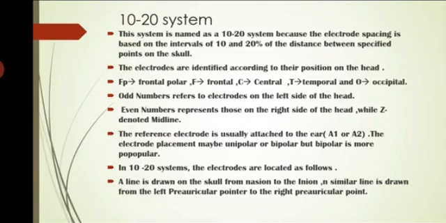In the 10-20 system, the electrodes are located as follows. A line is drawn on the skull from the Nasion to the Inion point, and a similar line is drawn from the left preauricular point to the right preauricular point.